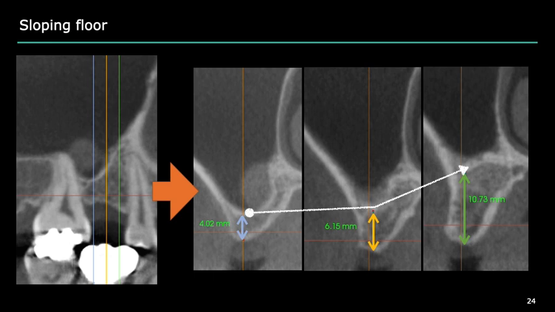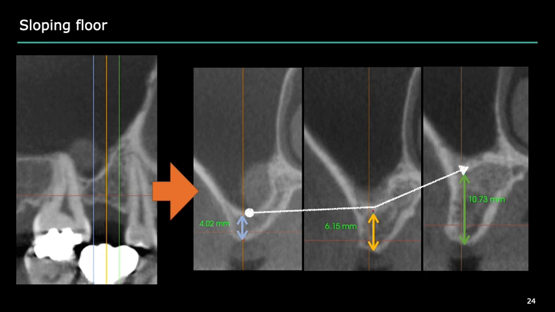So let's talk about the sloping floor. So moving on to the floor configuration. This is a typical sloping sinus floor. In this single molar missing area, the residual bony height ranges from 4 to 10 millimeters. So we can say that this small span has a really dramatic change of vertical height of residual bone.